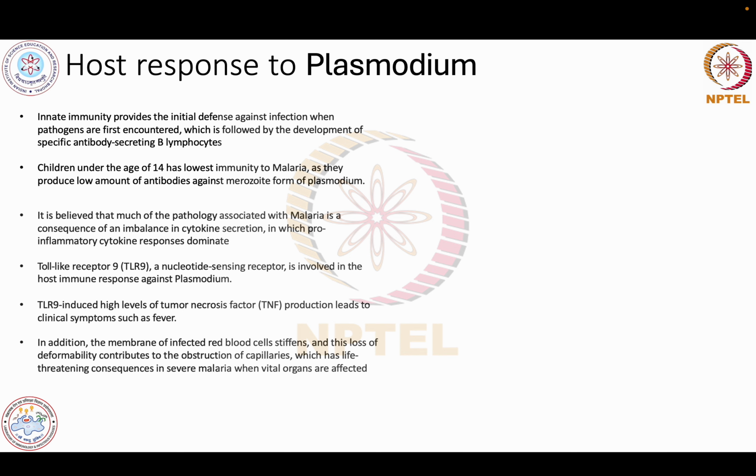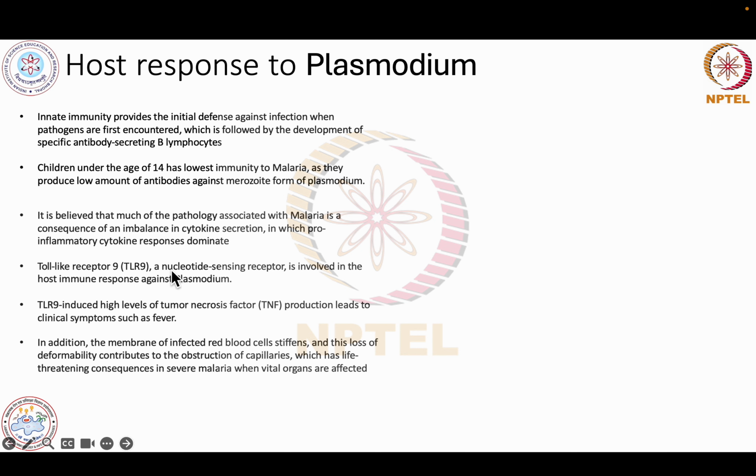Host response to Plasmodium. Innate immunity provides the initial defense against infection when pathogens are first encountered, which is followed by the development of specific antibody-secreting B lymphocytes. Children under the age of 14 have the lowest immunity to malaria, as they produce low amounts of antibodies against the merozoite form of Plasmodium. It is believed that much of the pathology associated with malaria is a consequence of an imbalance in cytokine secretion, in which pro-inflammatory cytokine responses dominate.